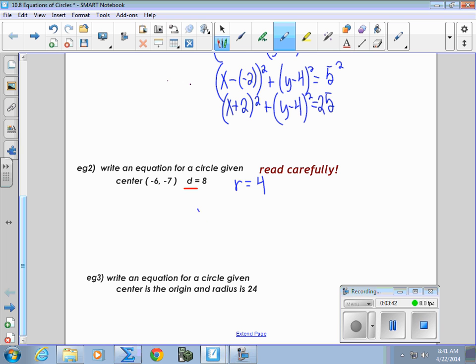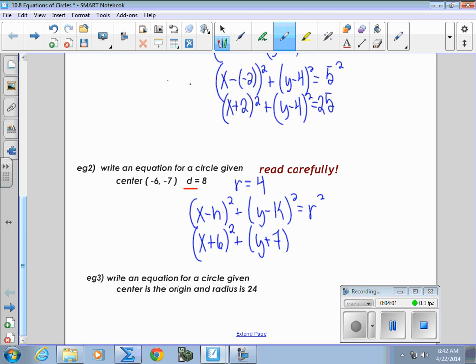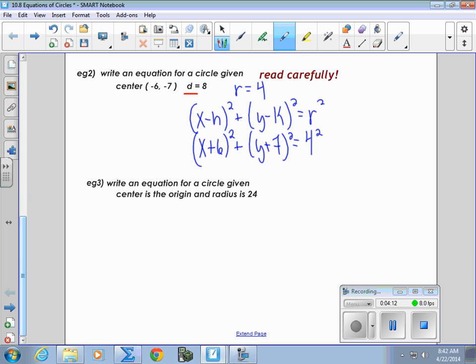So once again, the equation is (x - h)² + (y - k)² = r². So we'll plug our numbers in for the center, so (x - (-6))² + (y - (-7))² = 4². You can leave your answer like that, or you can go ahead and square 4 and get 16. But that's an acceptable answer.